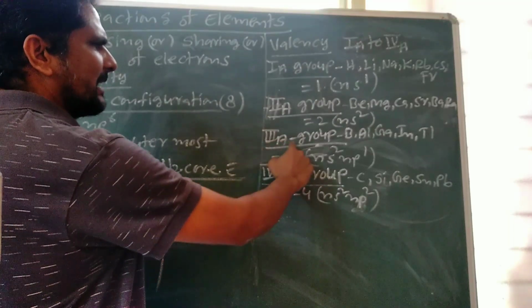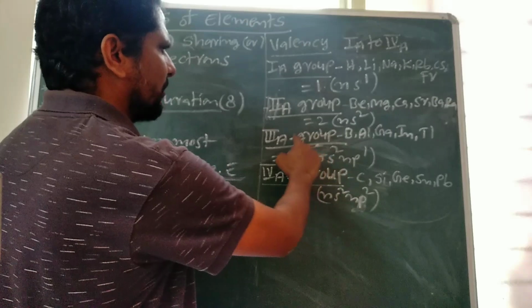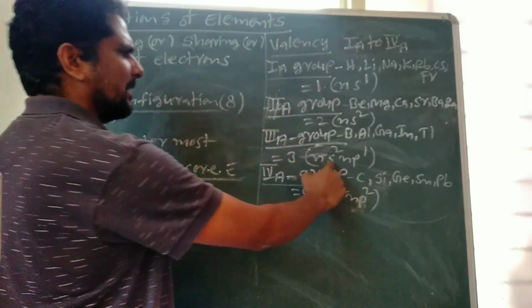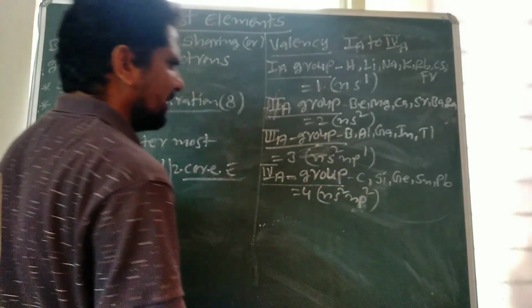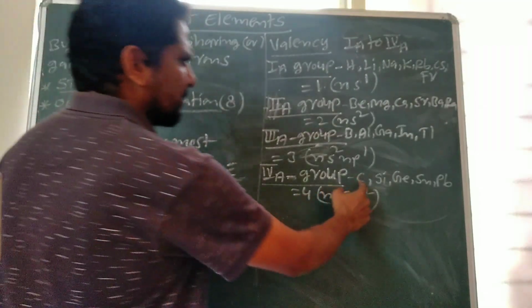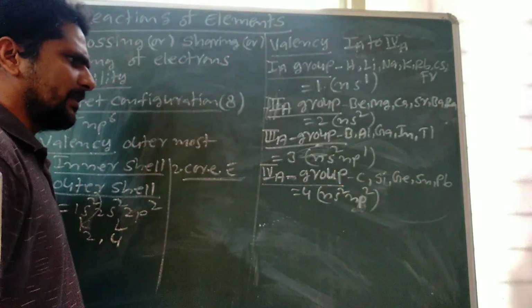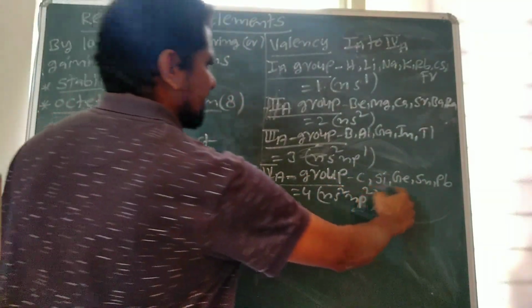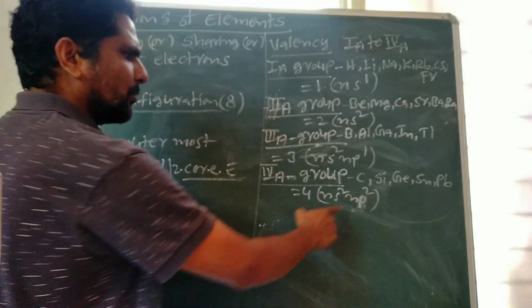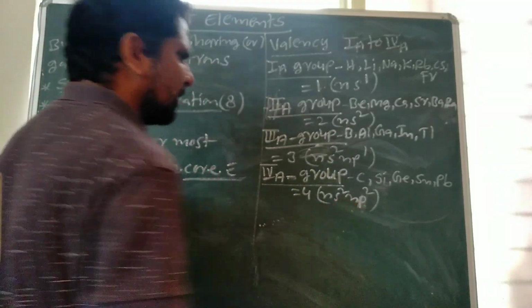The valency of third A group elements: boron, aluminium, gallium, indium, thallium belong to third A group elements. So the valency of third A group elements is 3 due to the general electronic configuration ns2 np1. And similarly, the valency of fourth A group elements: carbon, silicon, germanium, tin and lead belong to fourth A group elements. So the valency of these elements is 4 due to the general electronic configuration ns2 np2.